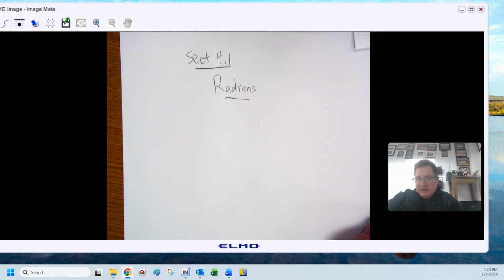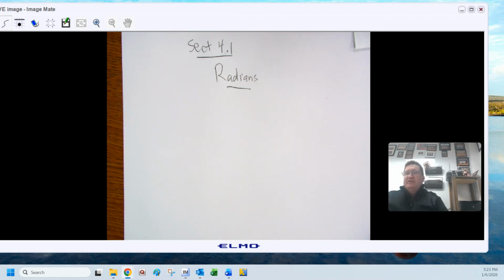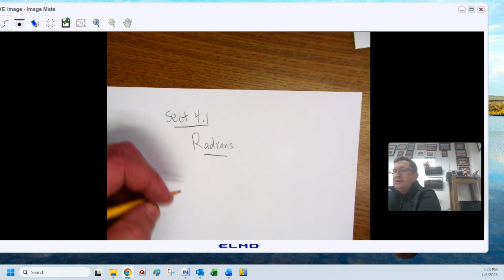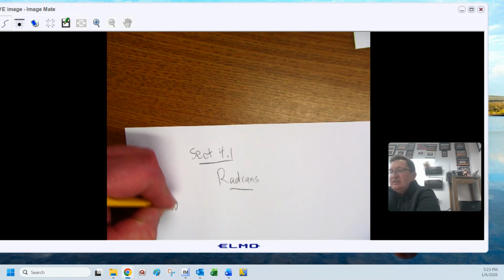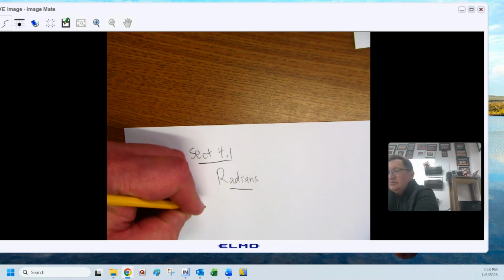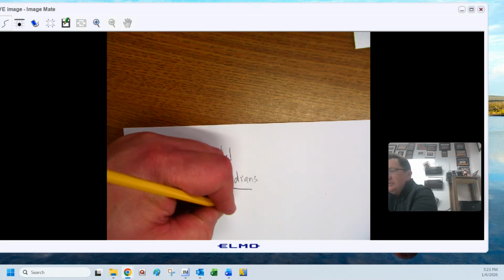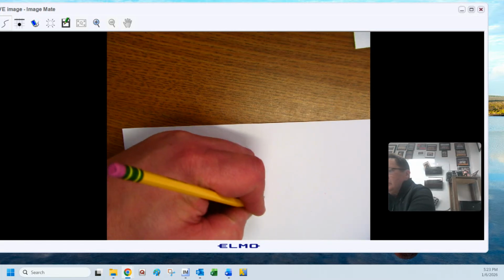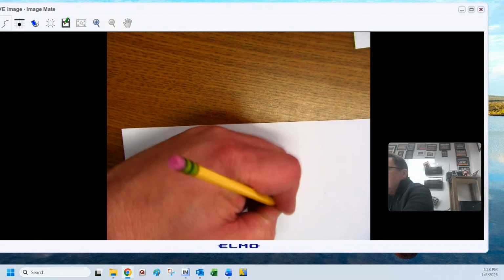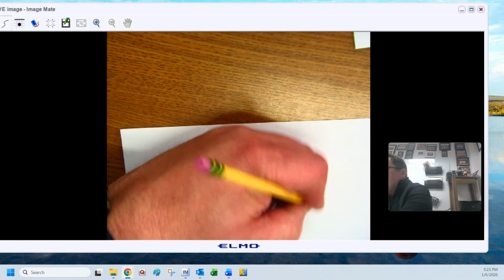The other thing we should learn is that in trig class, we always measure angles from the positive x-axis.